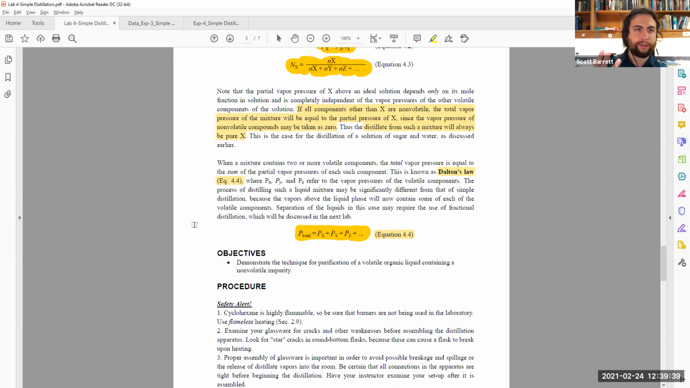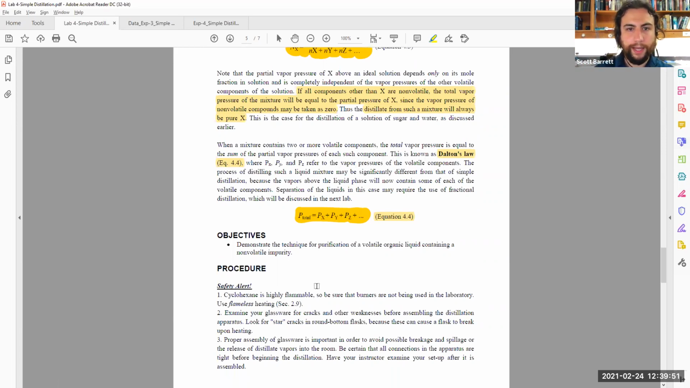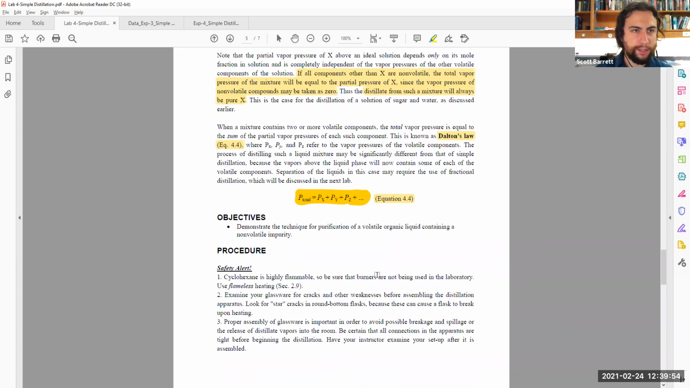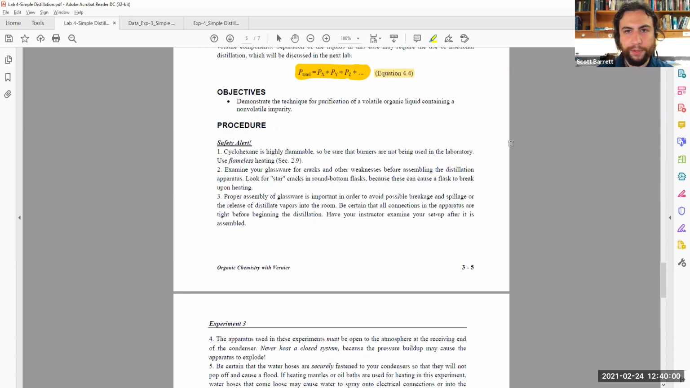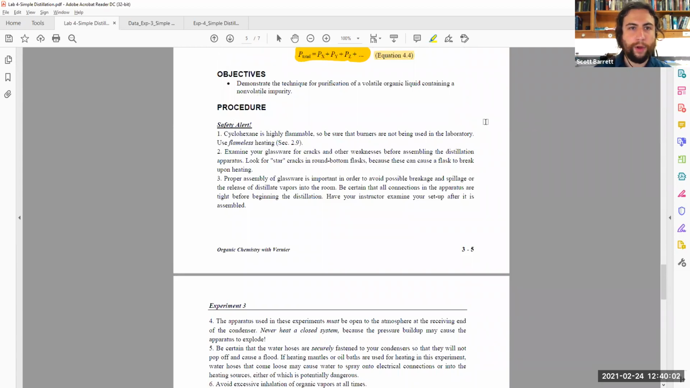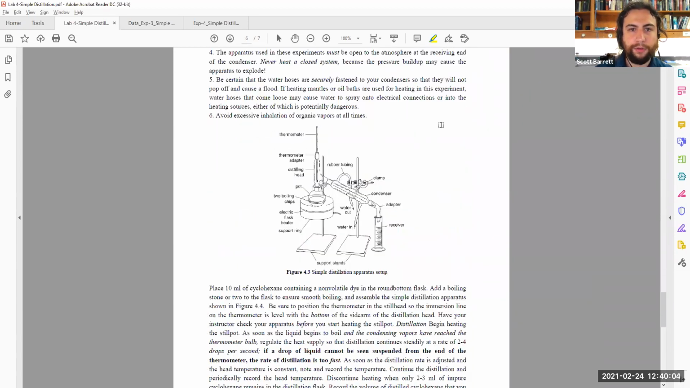If you have 3 volatile components in a system, you'll have the pressure of X, the pressure of Y, and the pressure of Z. So then you can break it down, and together you will get a total pressure of the full system that is found by Dalton's law. And so finally, this part here going forward is the full procedure. Make sure to write it out in your own words in your lab manual.